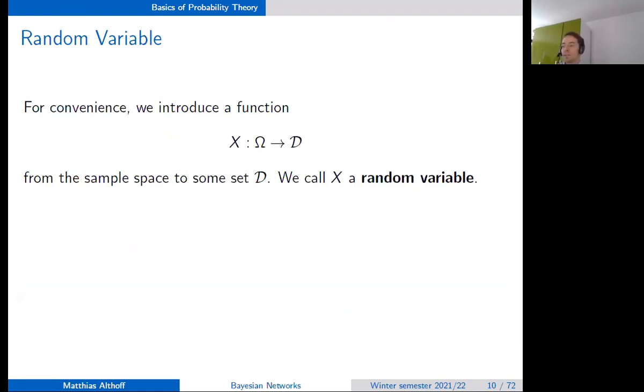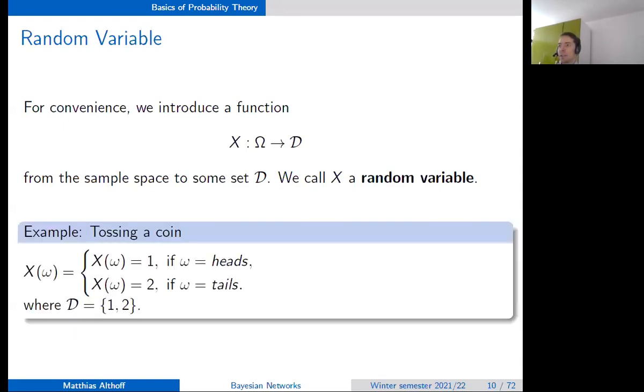So for many operations, like computing the expected value, you need numbers instead of things like heads or tails, or red, green, and yellow. And that's why we need to introduce random variables, which do nothing else than mapping the sample space to some other set D, and in most cases, it's a number set. So we call X a random variable. In the coin tossing example, we could assign 1 to heads and 2 to tails.